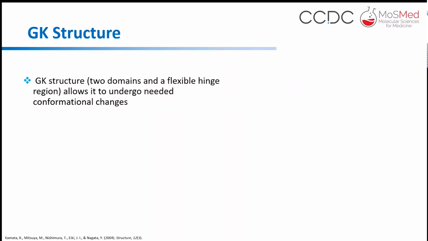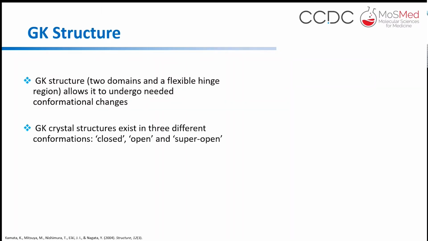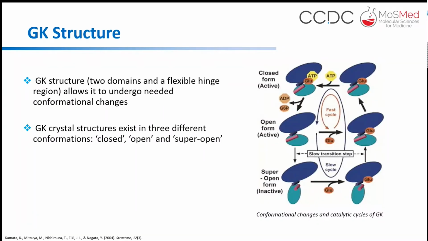Its structure is made up of two domains. One is a bigger domain and the other one is a bit smaller. And it also has a flexible hinge region that allows it to undergo needed conformational changes depending on what it is bound to. So the crystal structures that are solved in the PDB exist in 3 different conformations: the closed conformation, the open conformation, and the super-open conformation.